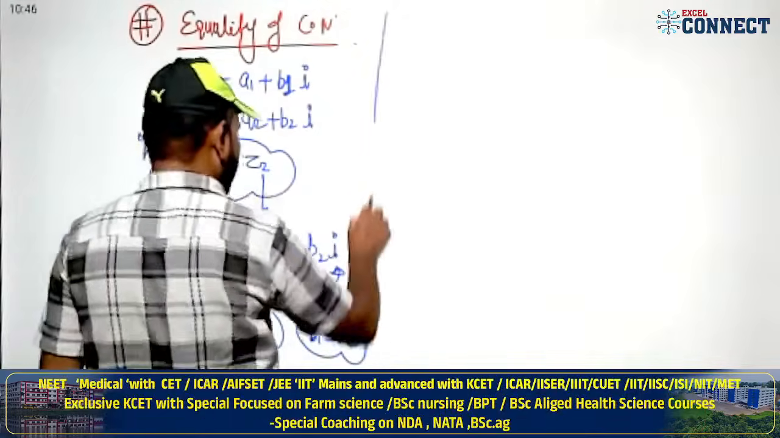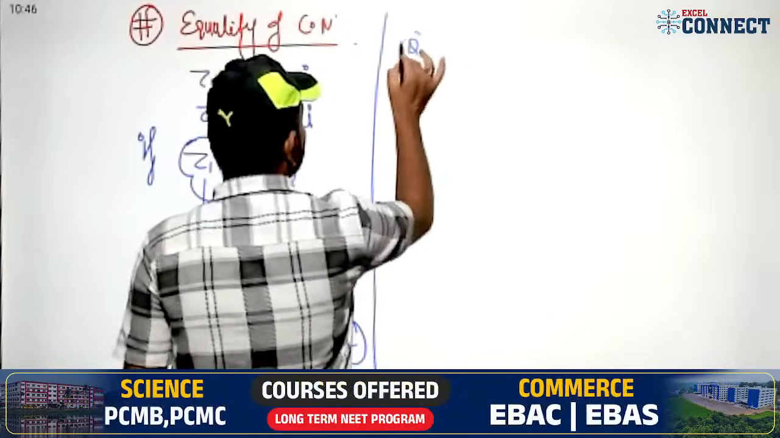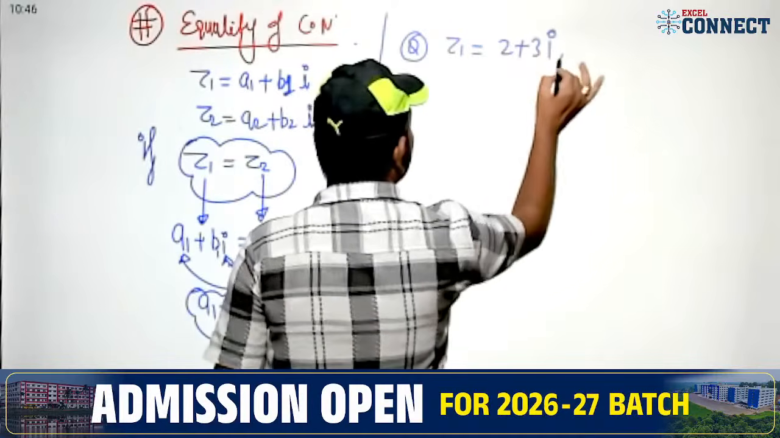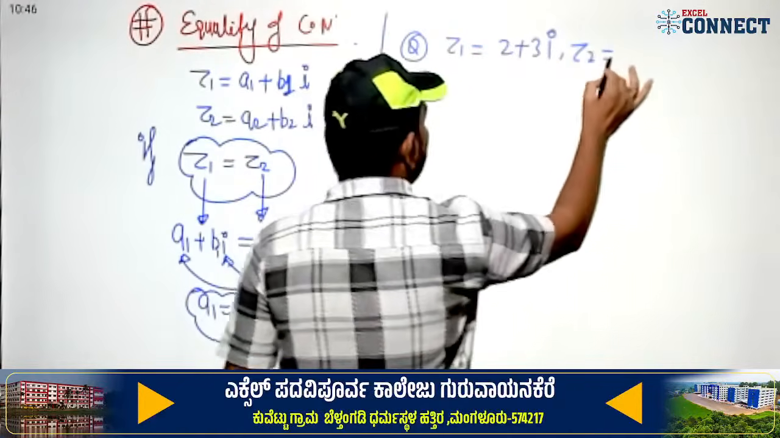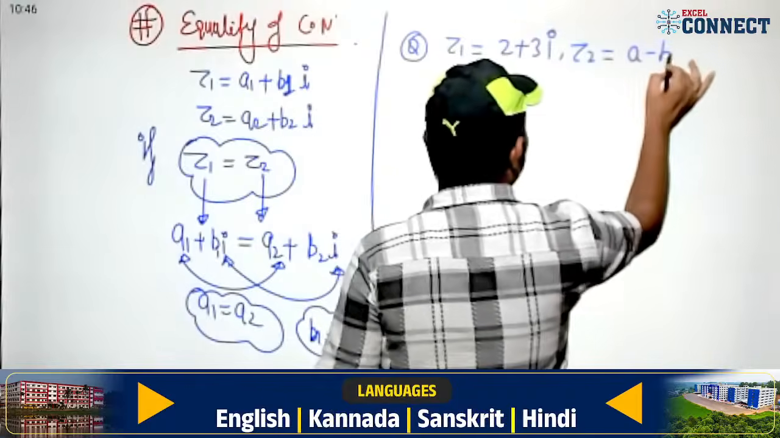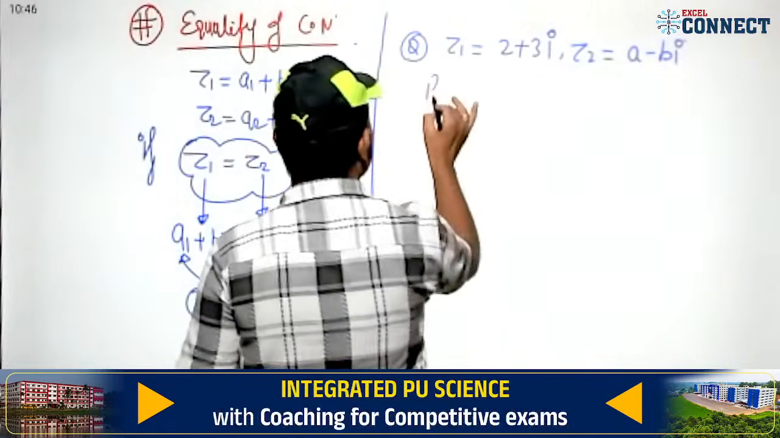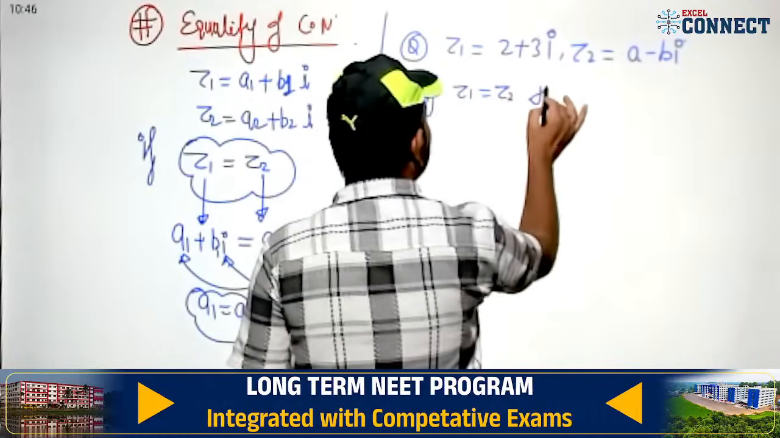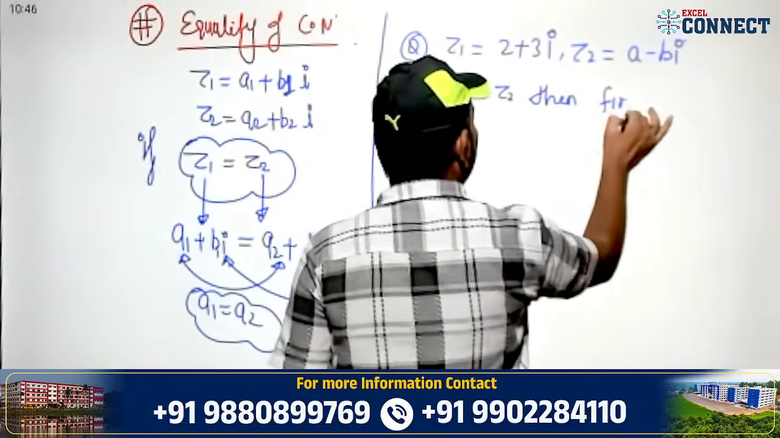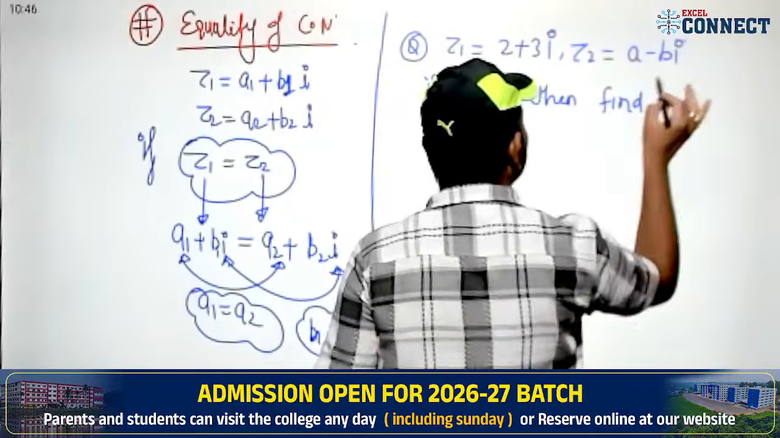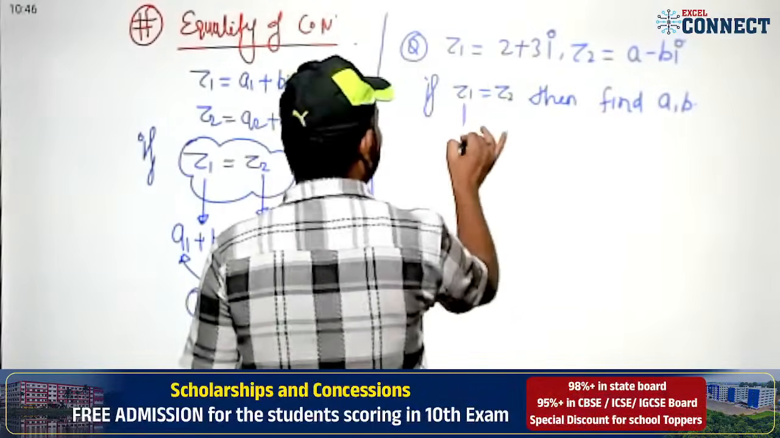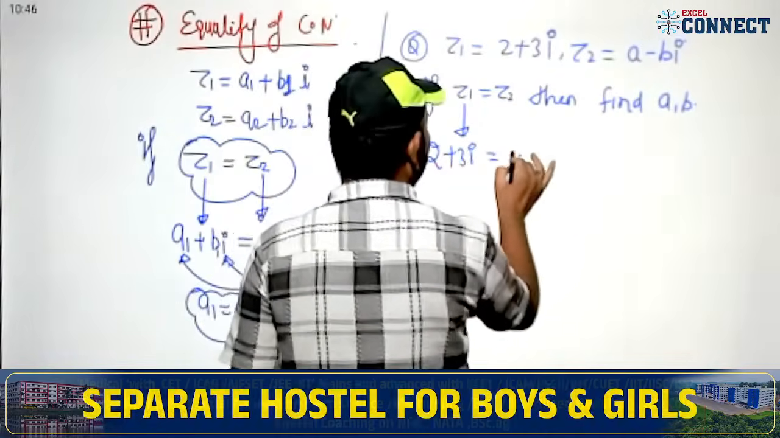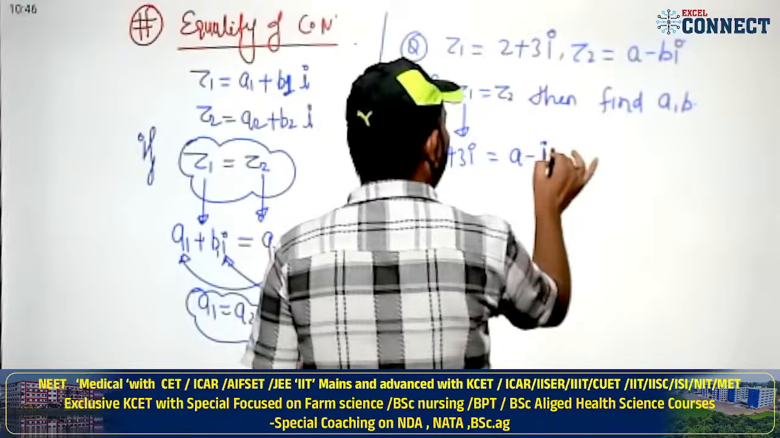Let's suppose question I am giving. Z1 is equal to 2 plus 3 iota and Z2 is equal to A minus B iota. If Z1 is equal to Z2, then find A comma B. So Z1 is equal to Z2 they given, it means 2 plus 3 iota is equal to A minus iota B.